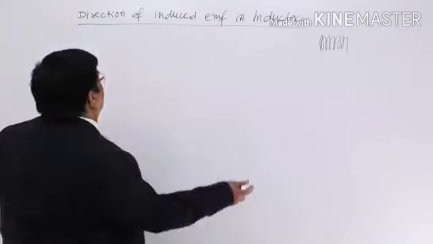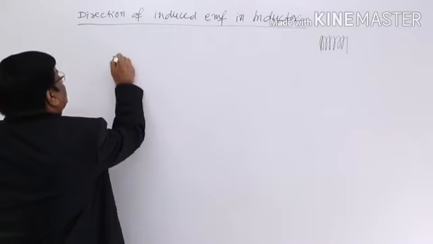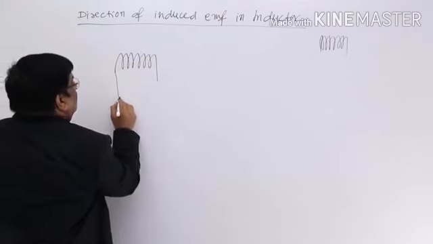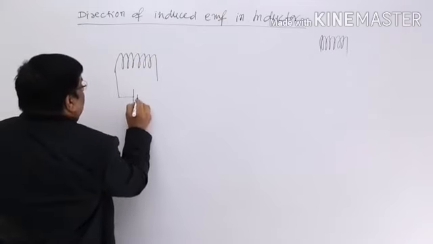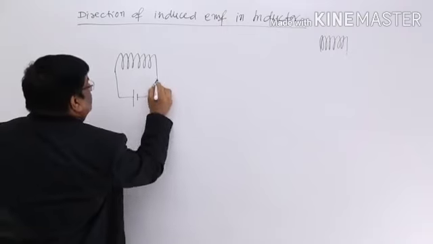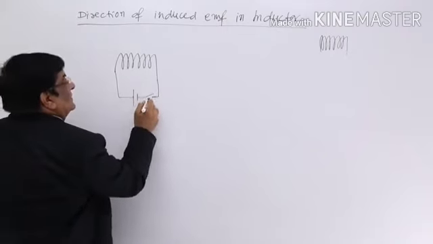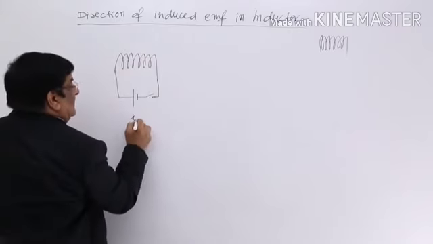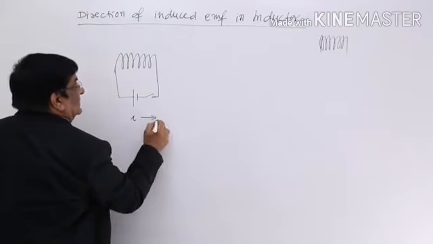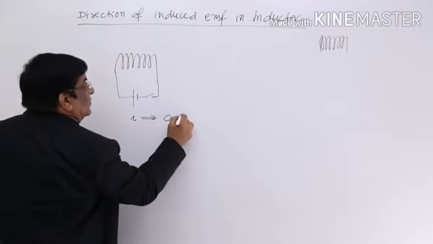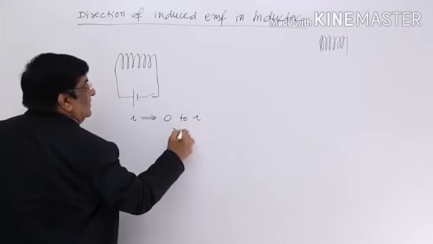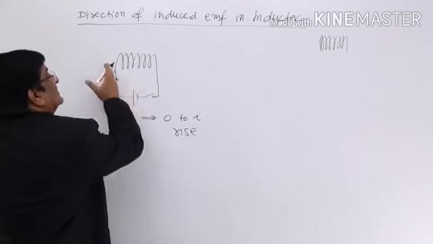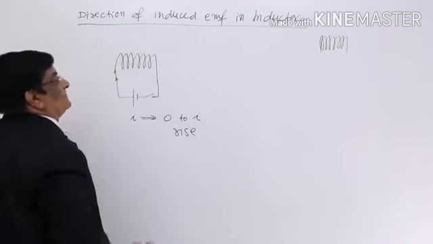How? I will make different situations. This is a coil, and here this is zero current, this is zero EMF. Now we connect it, and the current changes from 0 to I. What's happening? Current is rising in this direction.